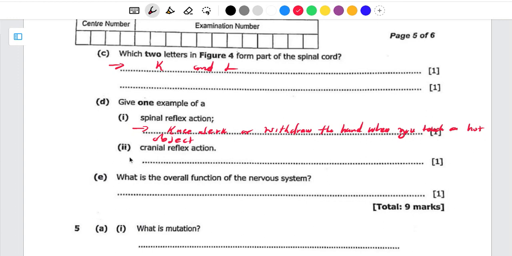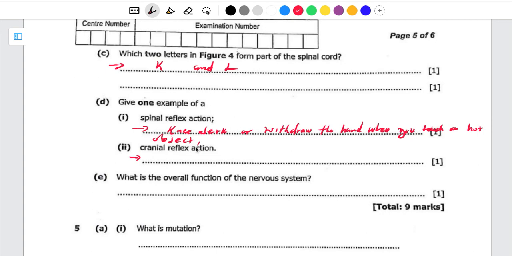Then an example of the cranial reflex. By the way, when you talk of the spinal reflex, these are reflexes which are controlled by the spinal cord. So knee jerk and withdrawing the hand once you touch a hot object are examples of the spinal reflex, as well as jumping after sitting on a pin or a sharp object. That one is also an example of a spinal reflex.